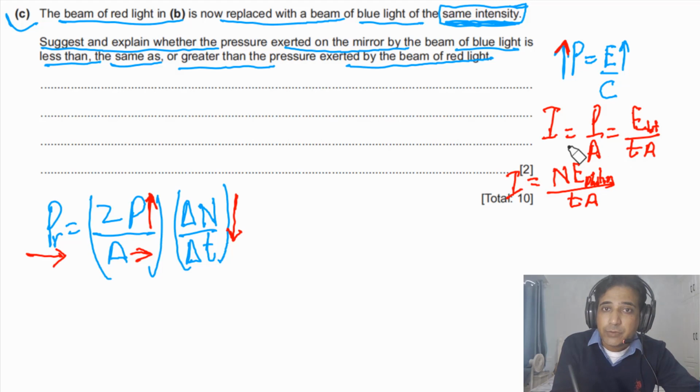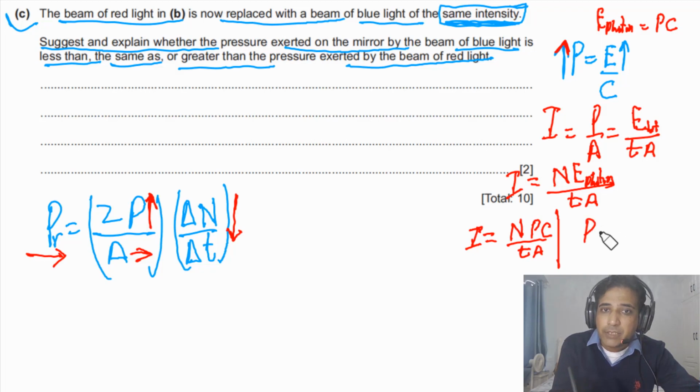And the energy of a single photon is equal to the momentum of the photon times c. So we can rewrite here: N times P times c divided by T times A, and this is equal to intensity. From here we can say momentum P will be equal to I times T times A divided by N times c. So this is the momentum.